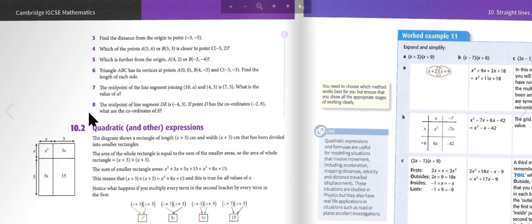Question 8. The midpoint of the line segment DE is (-4, 3). If point D has the coordinates (-2, 8), what are the coordinates of E? So here you just need to double these numbers, -8 and 6. So -8 minus -2 is -6. And 6 minus 8 is -2. So the point E has coordinates (-6, -2).